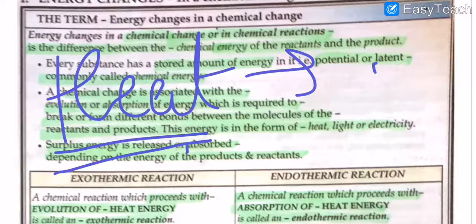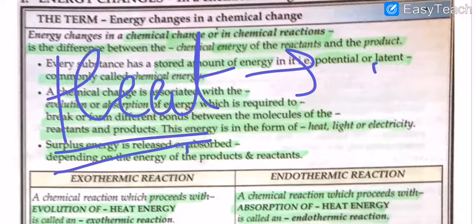Every substance has a stored amount of energy in it that is potential or latent, commonly called chemical energy. A chemical change is associated with the evolution or absorption of energy, which is required to break or form different bonds between the molecules of the reactants and products. This energy is in the form of heat, light, or electricity. So in chemical reactions, we have three types of energy changes that may take place. One is heat energy, one is light energy, clearly in the reaction of photosynthesis you have light energy, and one is electrical energy. Depending on the reaction, you have different energy changes.